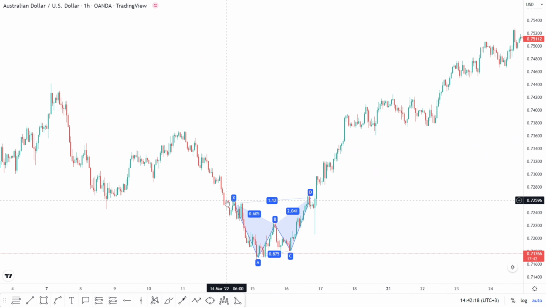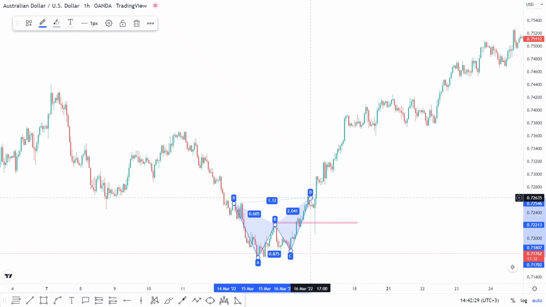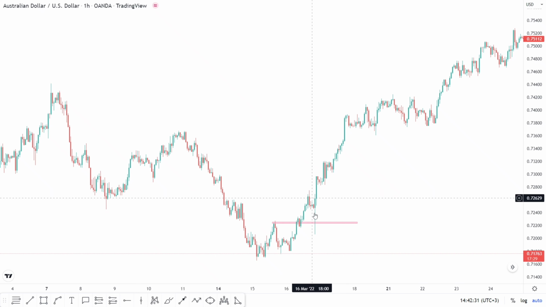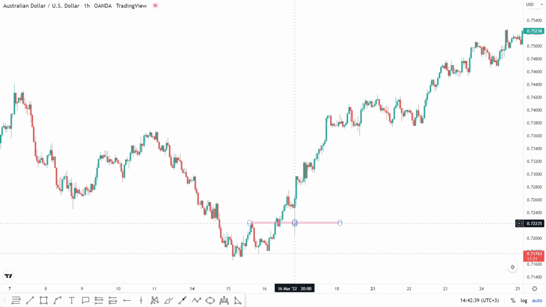So after having a W pattern, remember the concept. You go and you mark your neckline. The neckline is this point at the mid. You want to mark your neckline. And the anticipation is that price could potentially retest the neckline, or we could get a consolidation and a breakout. And in this case, price played out perfectly because we got a retest to the neckline.